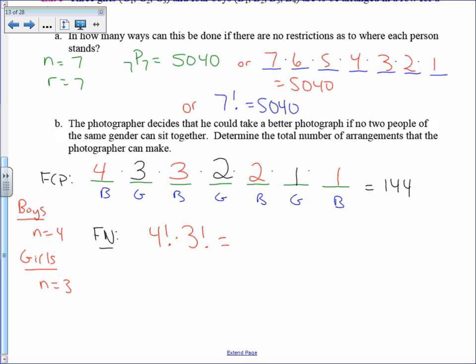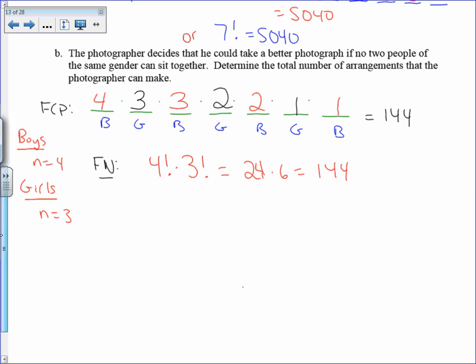4 times 3 times 2 is 24 times 6 is 144. Or permutations. So you can use a formula.